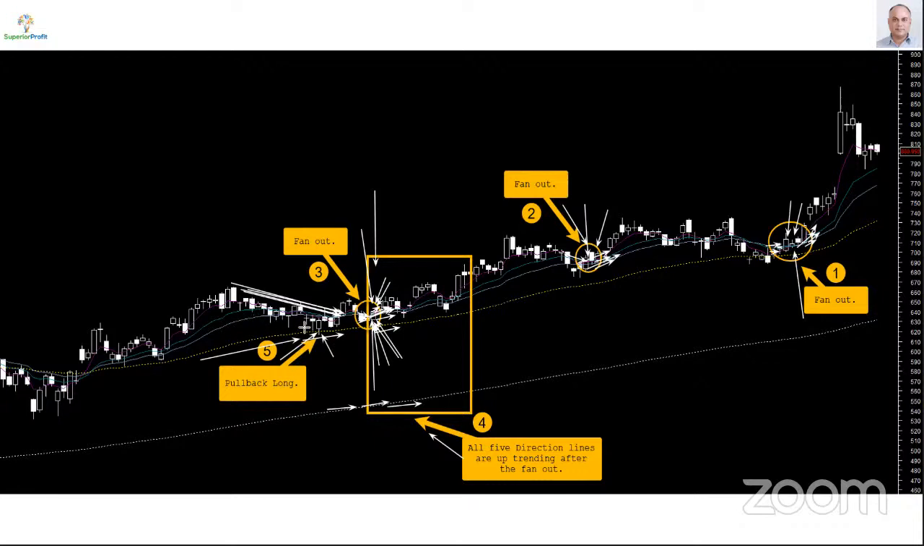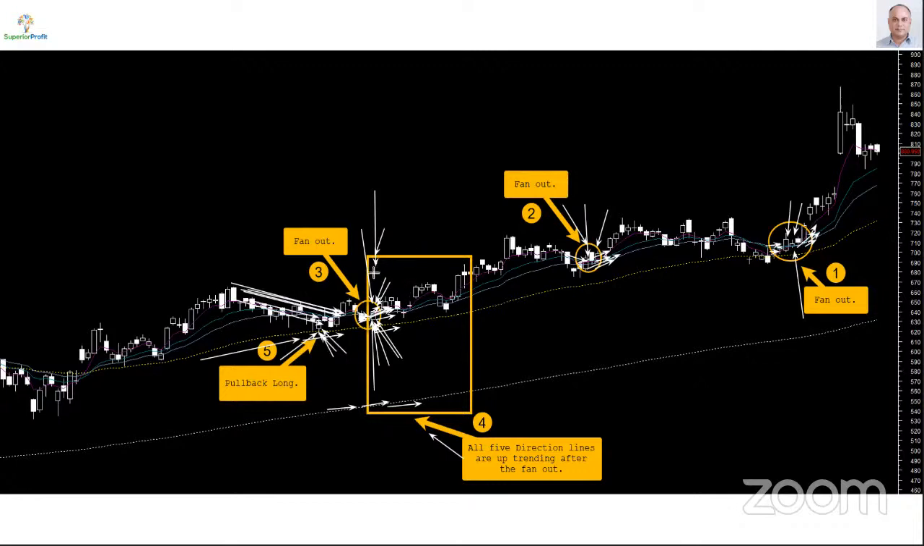Now, when it comes to yellow line, it is usually already moving down with respect to cyan magenta lines and sometimes even light blue line, as in this case. So they are not same as go with flow setup. A go with flow setup would not come here because many direction lines were downtrending.